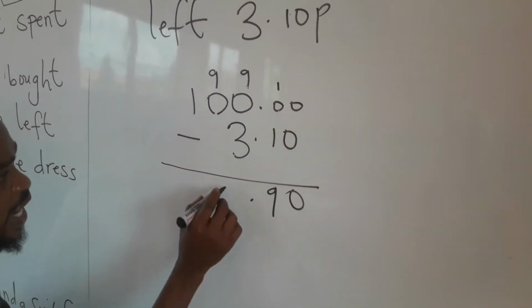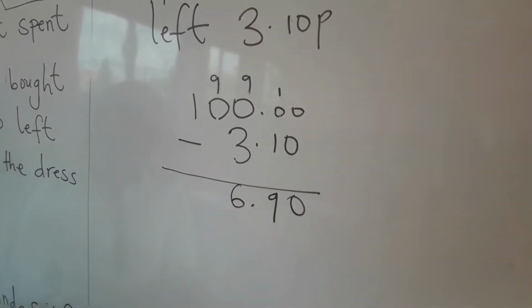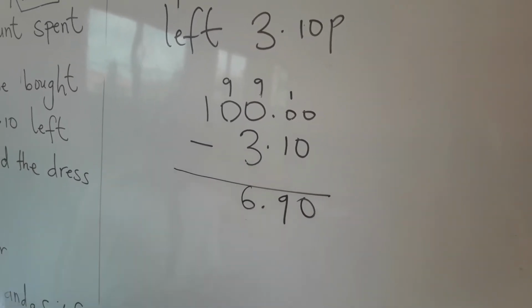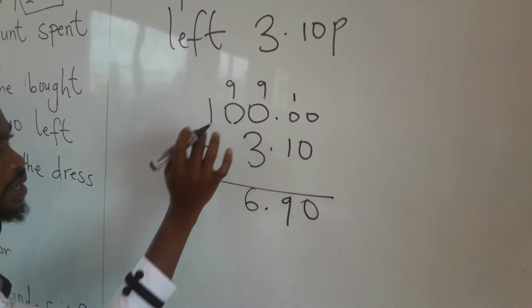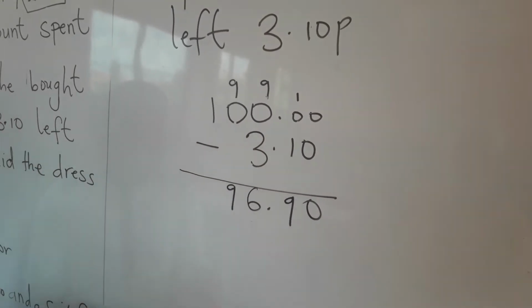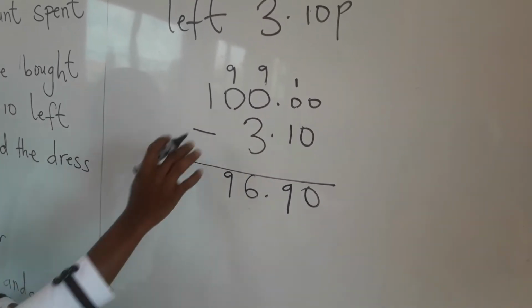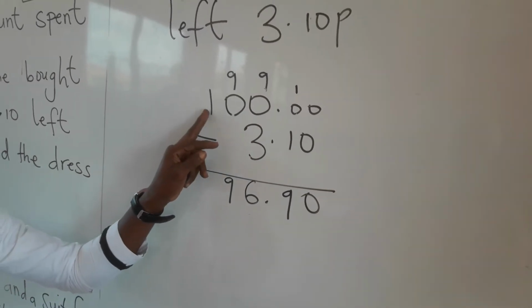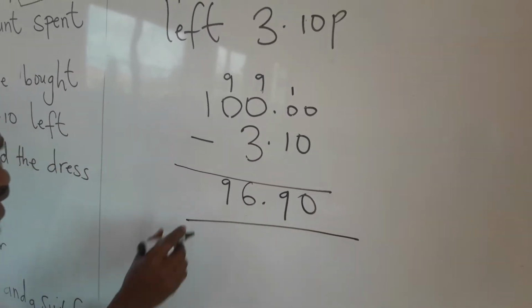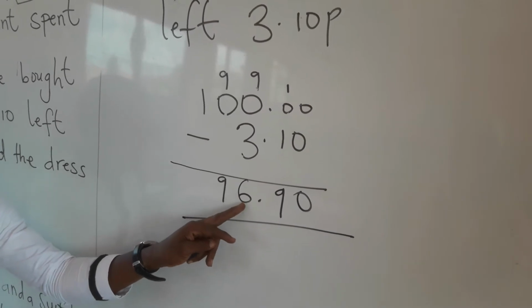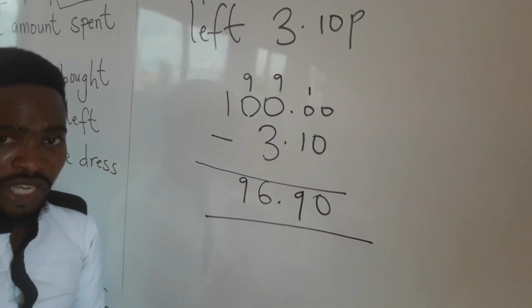So 9 minus 3 will give me 6. Here, nothing is here, so I step down the 9. There is nothing here because I've added this one to the 0. So my final answer is 96 cedis, 90 pesos.